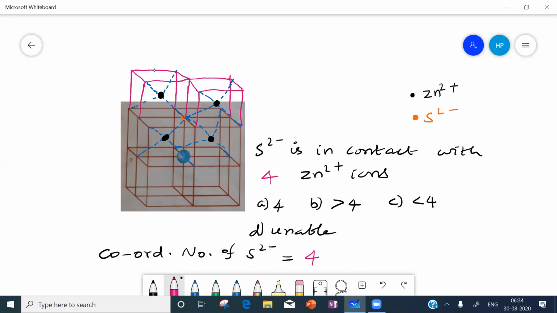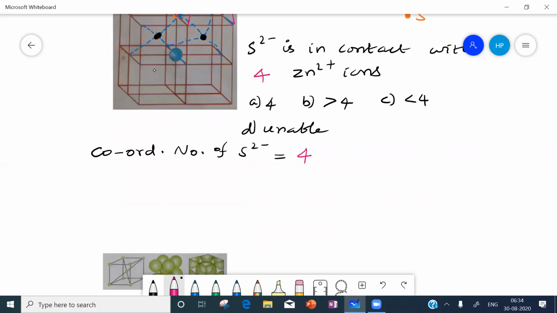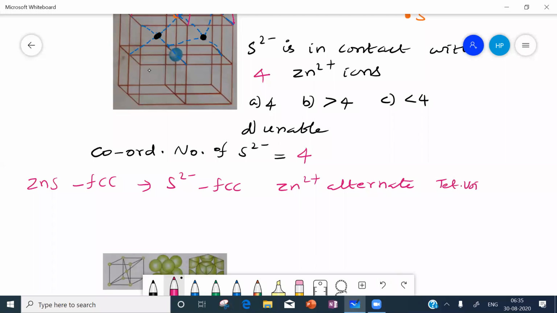That's what the experiment says. So now we will go to the conclusion. The conclusion is that ZnS is FCC, in which sulfide forms the FCC crystal structure. Zinc ions occupy alternate tetrahedral voids. Then the coordination number of sulfide is 4 and the coordination number of zinc is 4. So this is the conclusion.